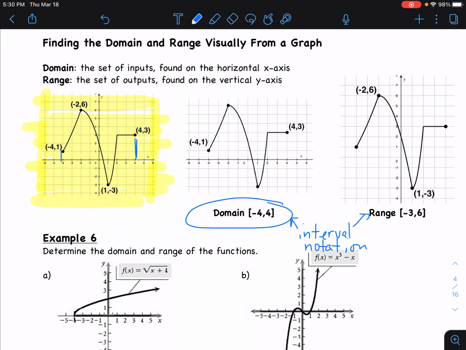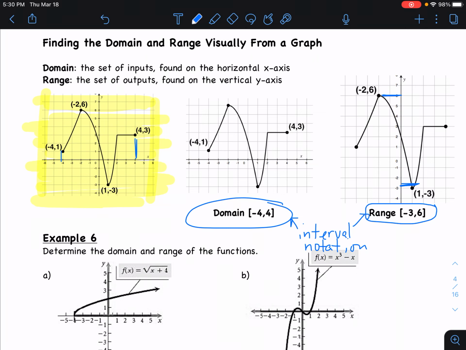Then the third graph is just breaking down how the range would look. The range has to do with how low it goes to how high it goes. So it goes down to -3 on the y-axis, and it goes up to 6 on the y-axis. So we would say the range is -3 to 6.